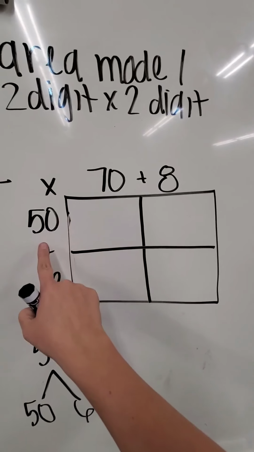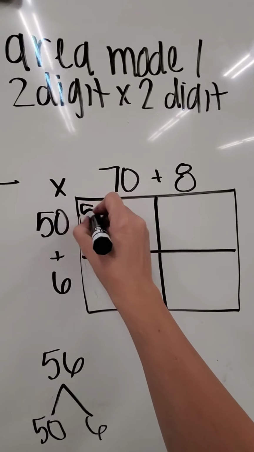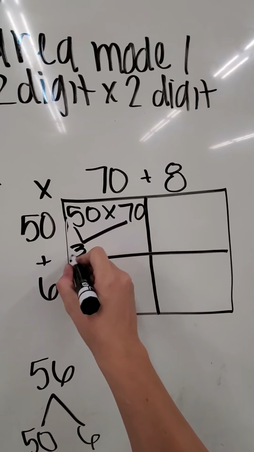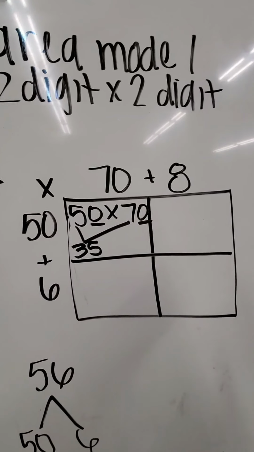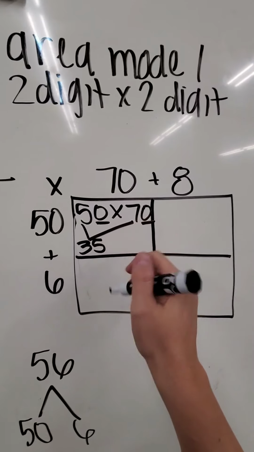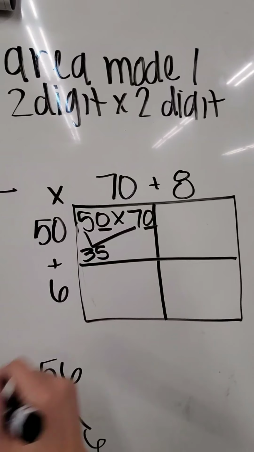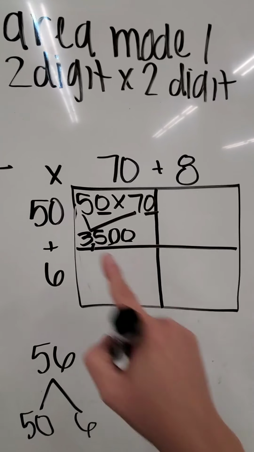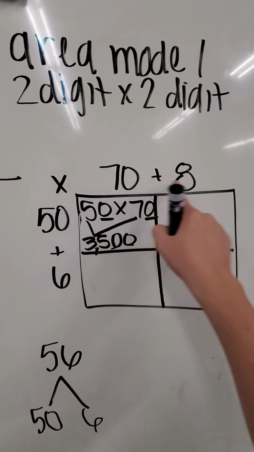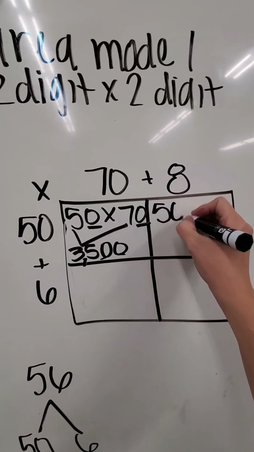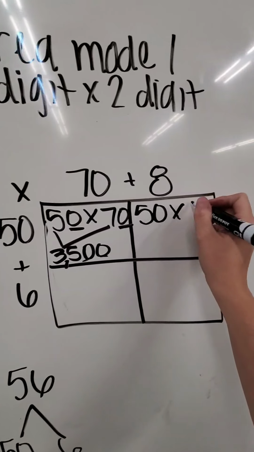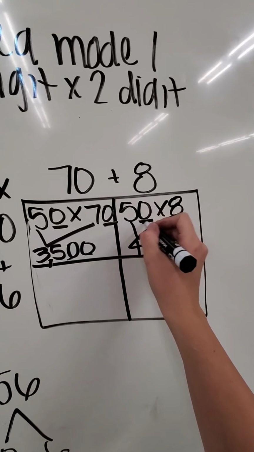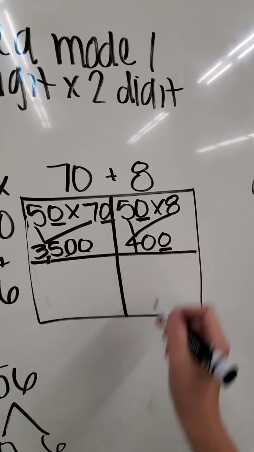So I'm going to start here. I have 50 times 70. And I know 5 times 7 is 35. But I've got 2 tens, and 2 tens is 100. So I need to shift my 35 over by 2 place values, which means I have 3,500. Then I'm going to do 50 times 8. I have 5 times 8 is 40. And then I have a 10 here, so I have to put another 0 for my place value.